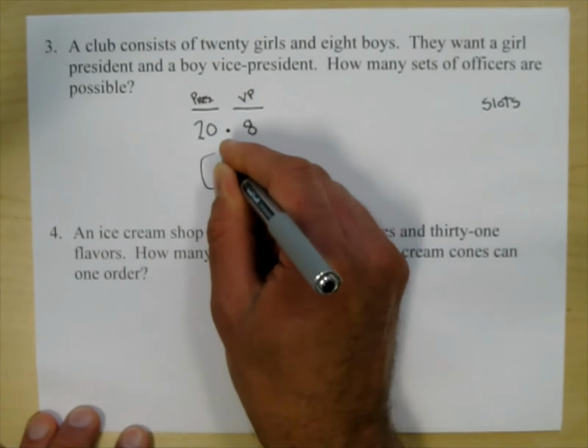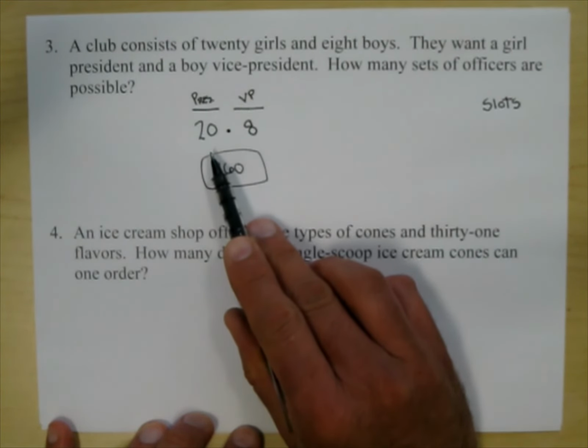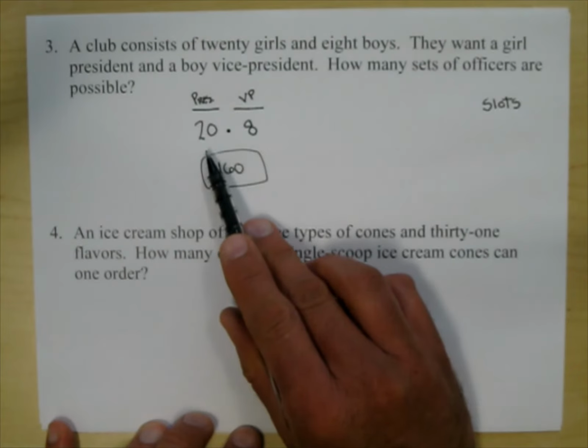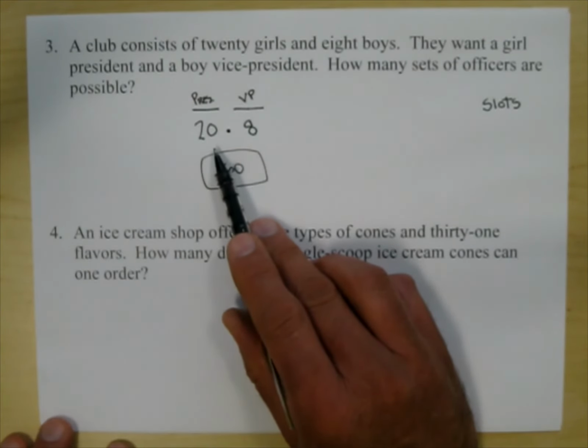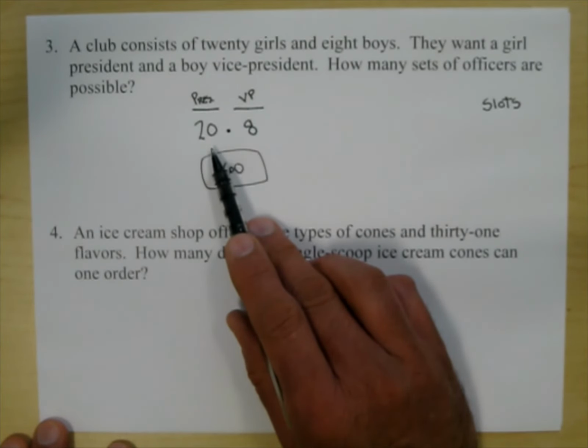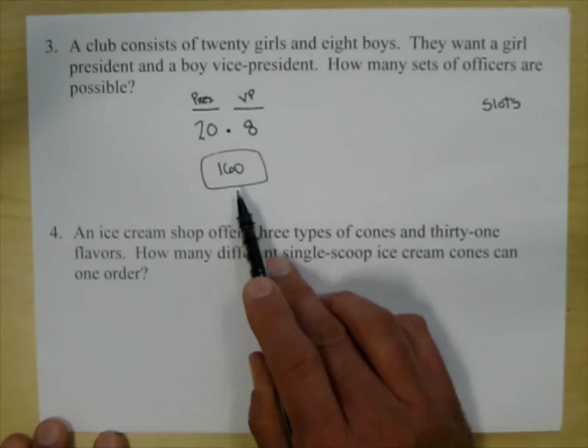160. Now imagine doing a tree where the root had 20 edges coming out of it, and then each of those edges lead to a vertex, girl 1, girl 2, girl 3, all the way up to girl 20, and then each of those vertices have 8 edges coming out of it. You'd have 160 paths. We do not want to draw that tree because it's going to be a waste of time, and we can get the same answer by multiplying the numbers together.